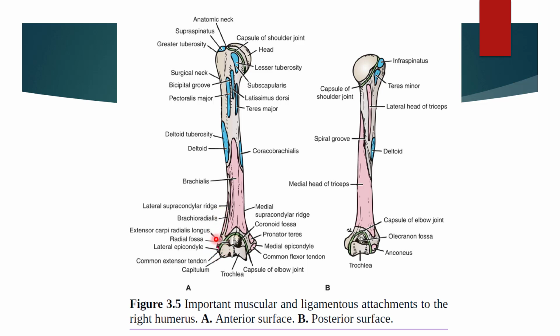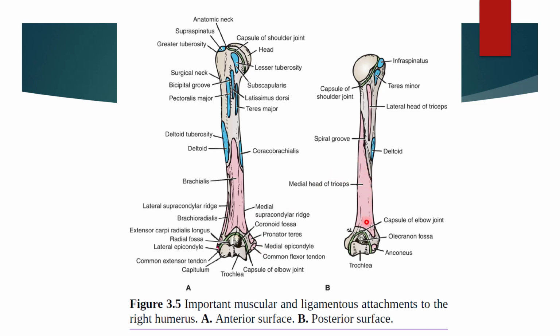Okay, then the brachioradialis muscle is present on the lateral supracondylar ridge. But the extensor muscle, for example extensor carpi radialis longus, is attached to the lateral epicondyle. And pronator teres is a flexor. It is attached to the medial epicondyle. It originates from here.